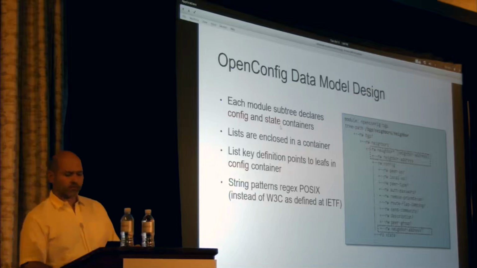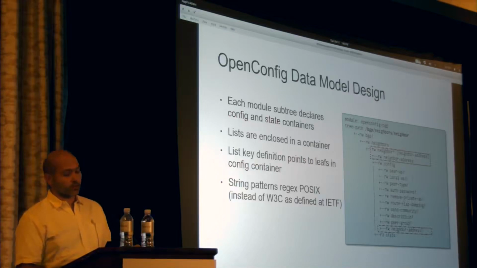So if we see here on the right-hand side, I captured a piece of the BGP model that defines neighbors. Under BGP, which is the root of this model, there's a container called neighbors that groups all the neighbors configured, or the neighbors that are known to the device. And under it, the neighbor has a list, represented here by this asterisk, and there's a key that identifies each of the entries in that list, which would be the neighbor address.